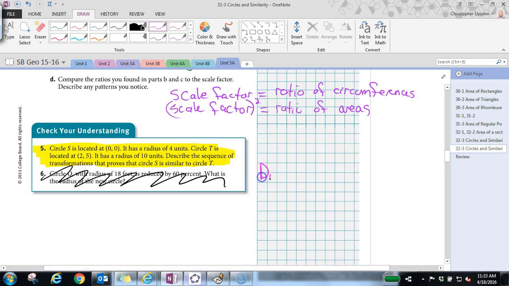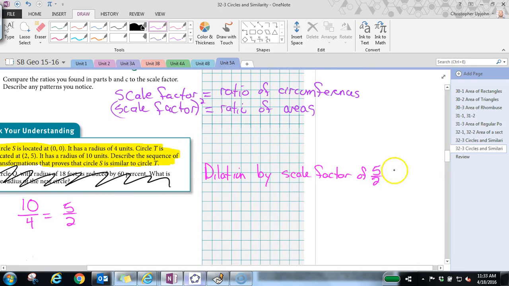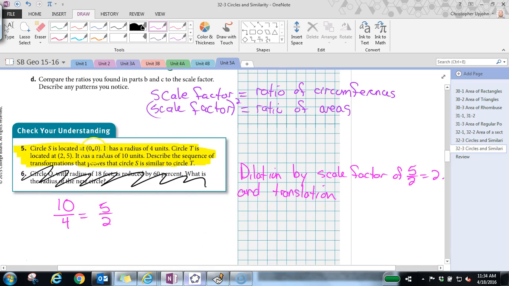Let's do dilation first by a scale factor of, and it's small to big, so we do the big circle first. We use the radii, so 5 over 2, 2.5. And translation, well, it went from 0, 0 to 2, 5, so x plus 2, y plus 5.